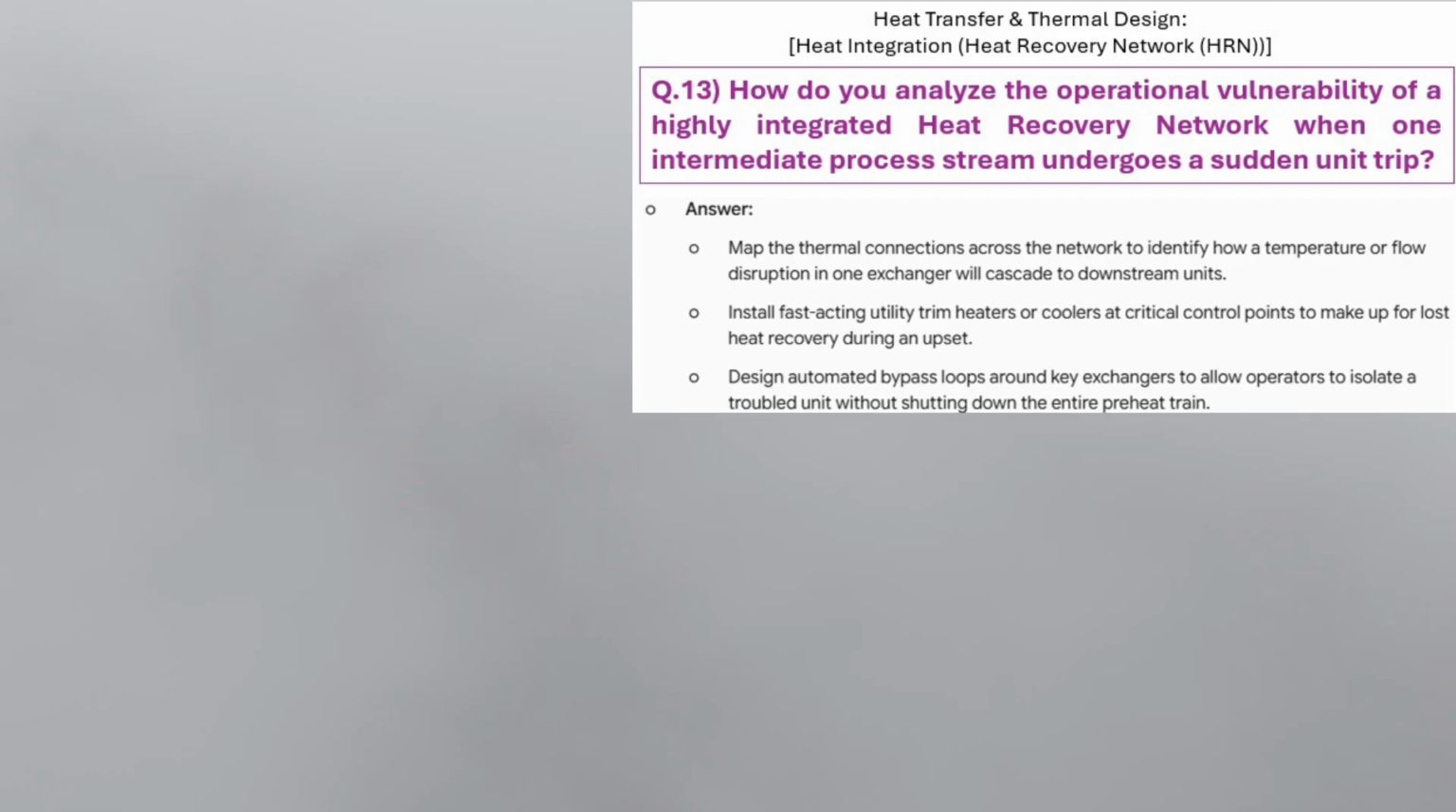So what is the mitigation? Proactively designing fast-acting automated utility trim heaters or reserve trim burners at critical control points strictly to make up for the lost heat instantaneously.